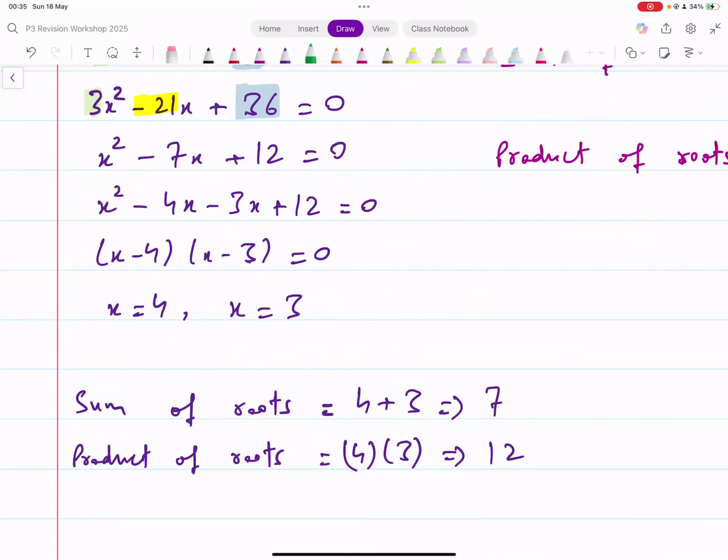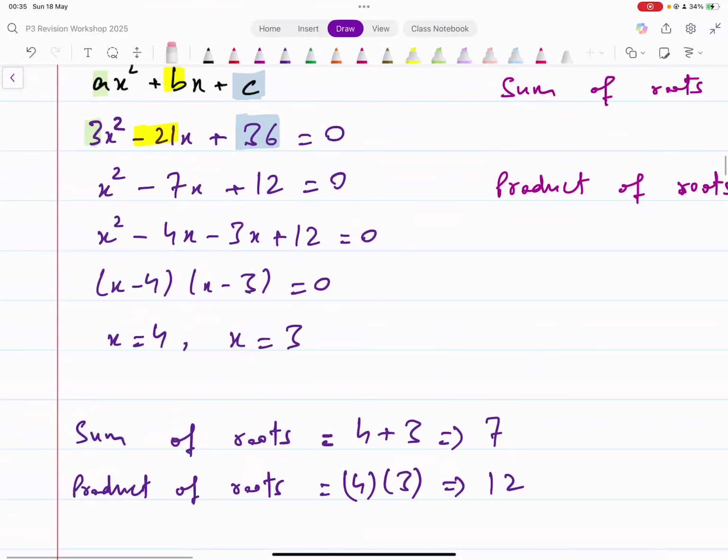You solve this equation and you get two roots from this: x equals 4 and x equals 3. Now, if you add 4 and 3, you get 7. This is called sum of roots. If you multiply 4 and 3, you get 12. This is called product of roots. So for this equation, the sum of roots is 7 and the product of roots is 12.